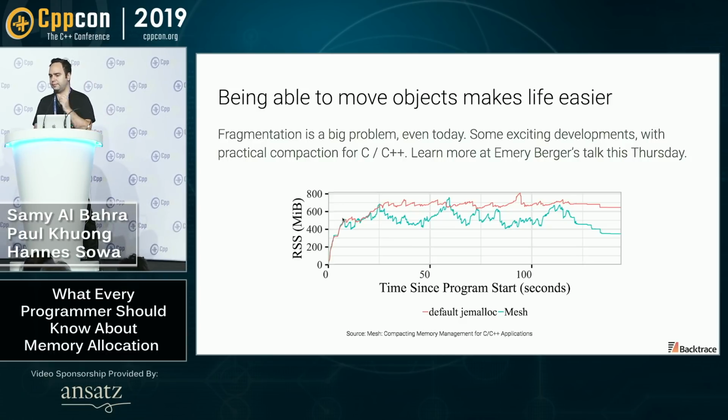The graph here displays the impact of fragmentation with Firefox. Over here, you're running Mesh, which is a compacting memory allocator, and the red is default jemalloc memory allocator. So Firefox switched from system allocator to jemalloc. That's a 20% reduction in memory. And then we see another 16% or so reduction switching to Mesh.